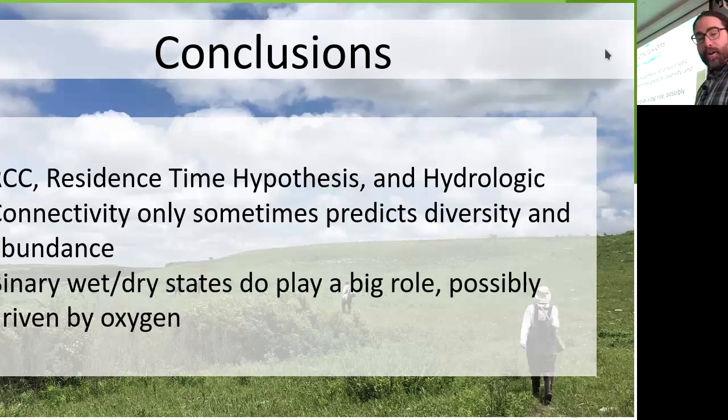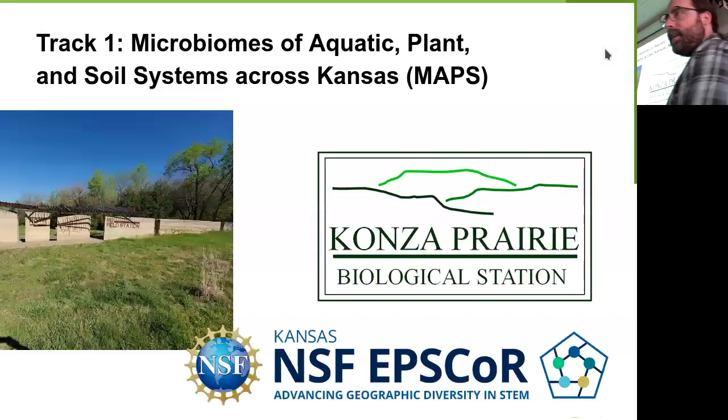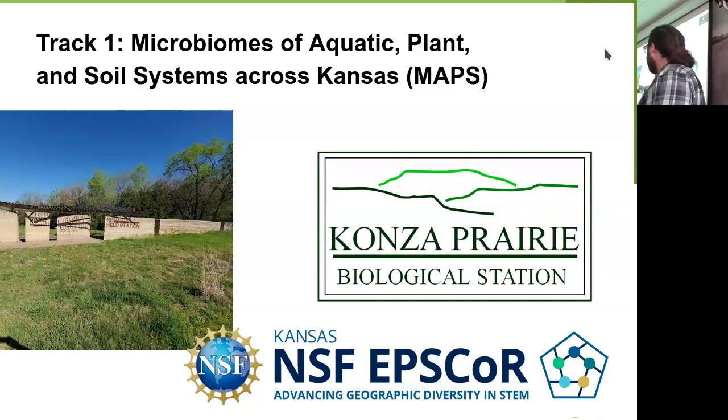What I want to talk about now is a different project where we are looking at microbial community spatial patterns, but at a much larger scale. So this is the MAPS project. These are terrestrial sites across the entirety of Kansas. For example, we have samples from right here at the field station. Also had some samples at Konza, and we had many more sites as well.